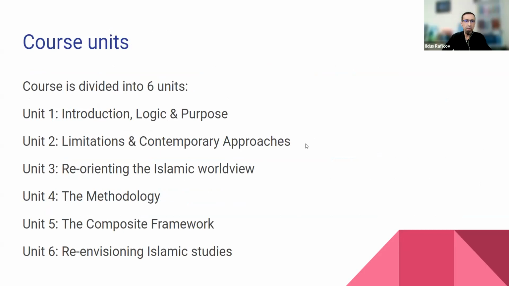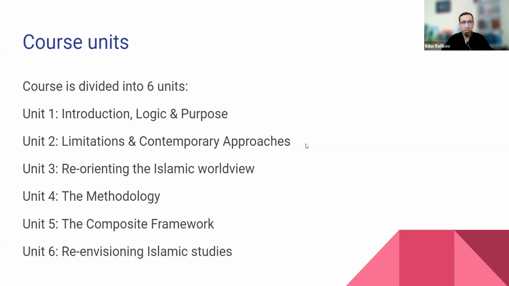Now, the course units: as I said, there are 6 units. So the first one will be just the introduction, logic, and purpose. This is a very important part of trying to understand and present to you the logic of the whole program, and the logic of the book, actually, and the logic of the Maqasid methodology. Then also we talk about limitations in contemporary Islamic studies and in contemporary approaches. And this is where I talk about imitation, partialism, apologism, contradiction, and deconstructionism. And then once we present that, we talk about how you can reorient the Islamic worldview, the Quranic worldview.